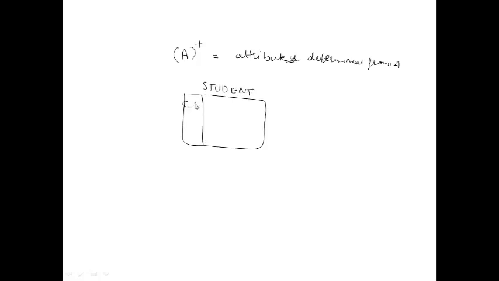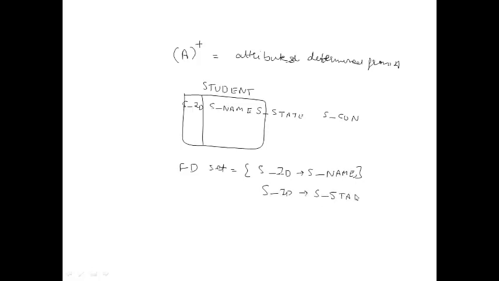For example, we have a table student, and we have student ID, student name, student state and student country. And we have an FD set. FD set is a set of FDs. So in the FD set we have student ID determining student name, student ID determining student state, and student state determining student country. These are the FD set.